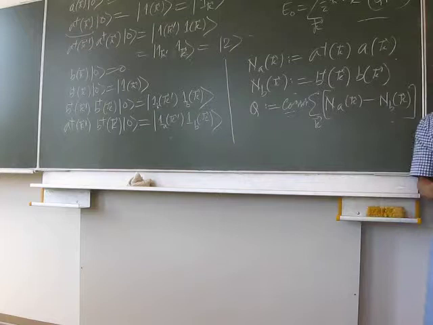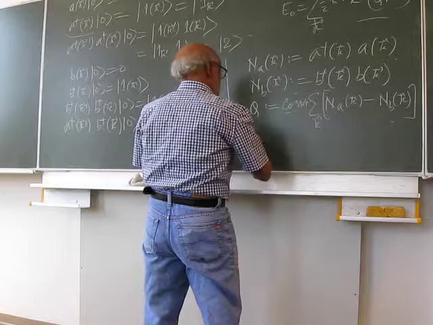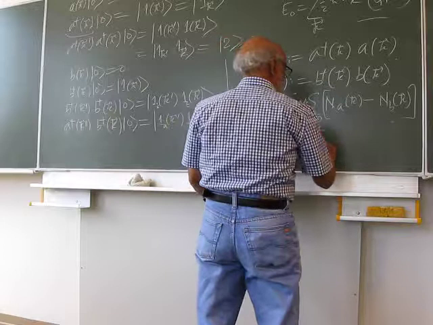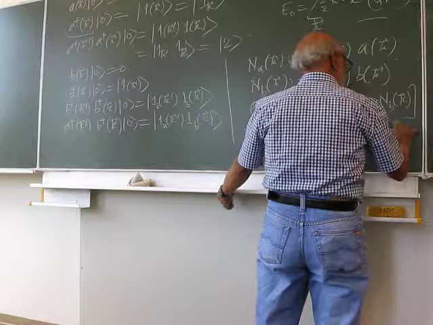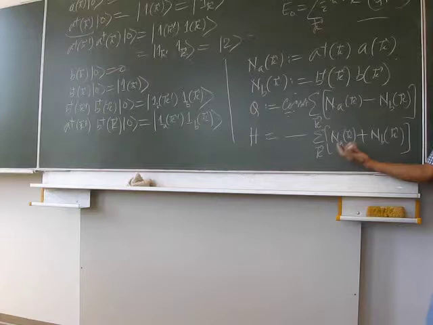You can calculate the Hamiltonian, in general, okay, the energy, as some constant times summation over k times n of A of k plus n of B of k. If it is a real scalar field theory, n of A plus n of A, so it's twice n of A.